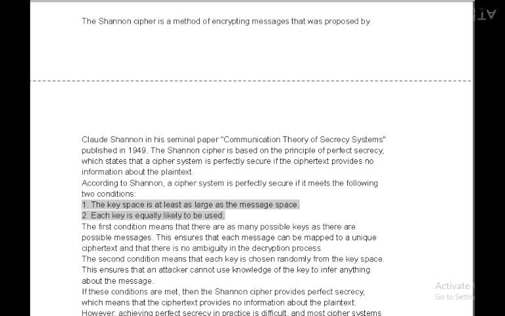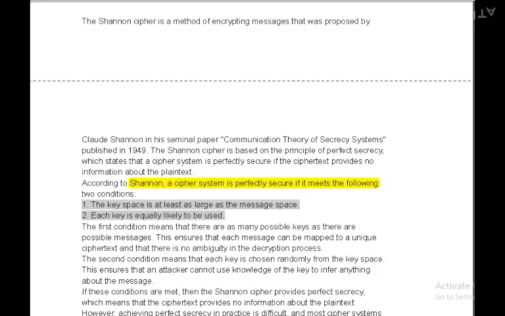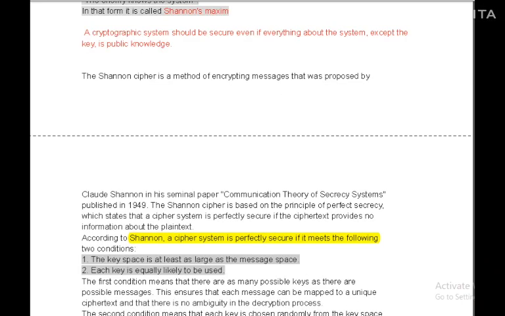Now let's see what Shannon's principle says. A system is perfectly secure if it meets the following two conditions. Let us first see what the Shannon cipher is and when it was proposed. The Shannon cipher is a method of encrypting messages that was proposed by Claude Shannon in the seminal paper Communication Theory of Secrecy Systems in 1949. The Shannon cipher is based on the principle of perfect secrecy. So, what is perfect secrecy?